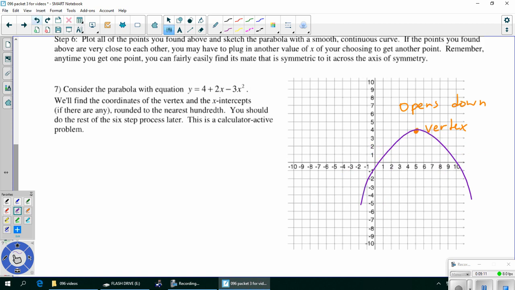But what if I change this and I say that now this parabola opens up, but the vertex is still right where I've drawn it. Now how many x-intercepts will it have? Well, this is quite a bit different. If it opens up and it has that vertex, it has no x-intercepts. So don't bother wasting a moment trying to find them with factoring or the quadratic formula.